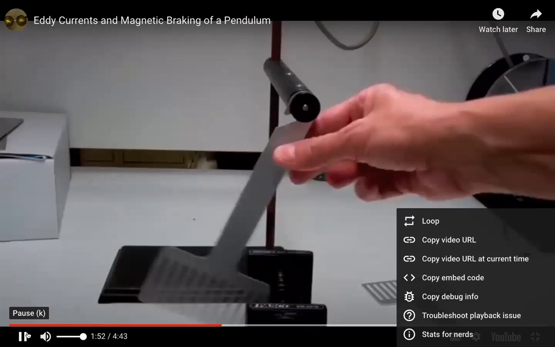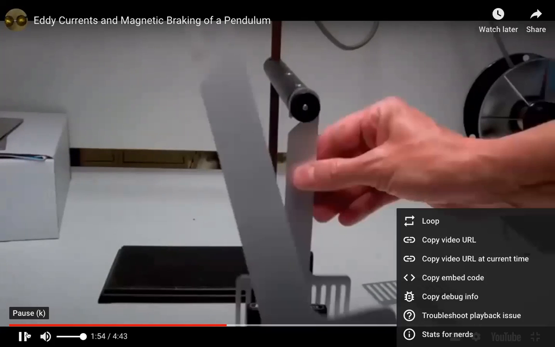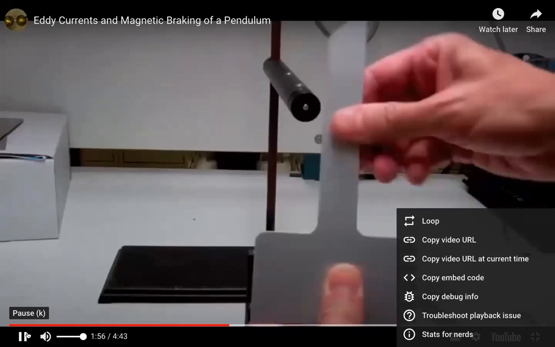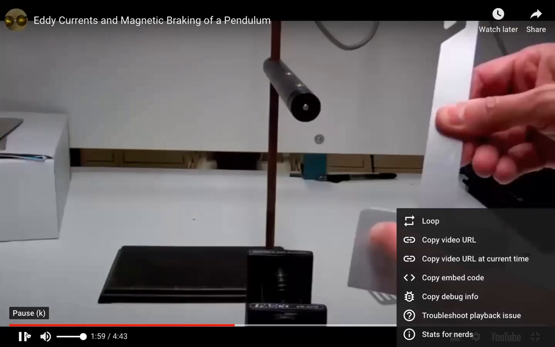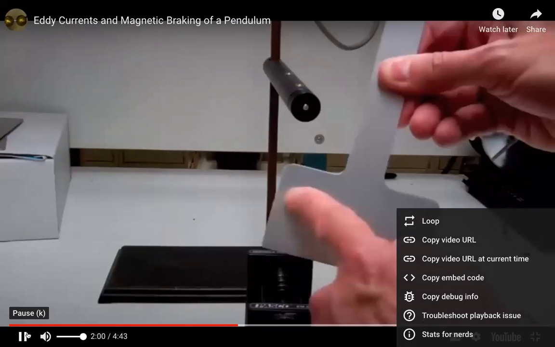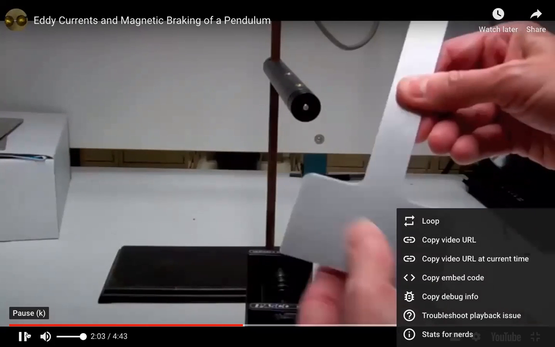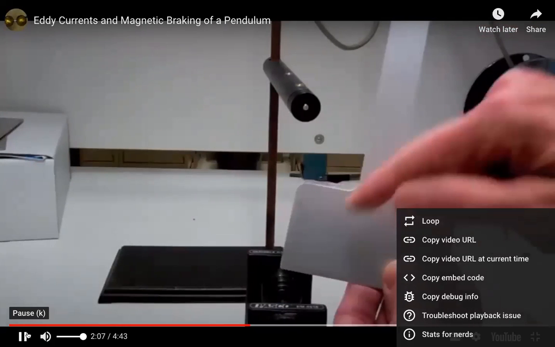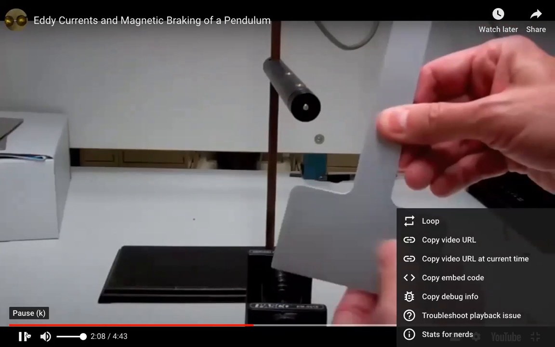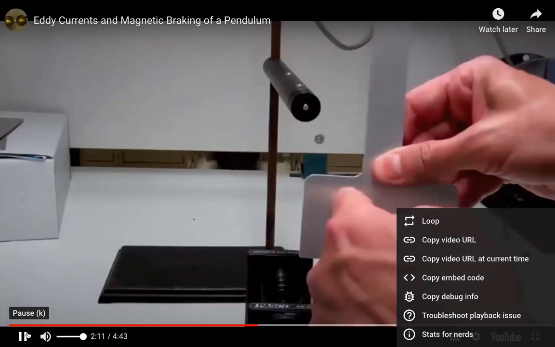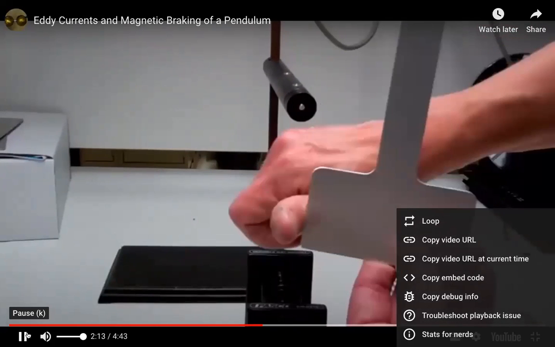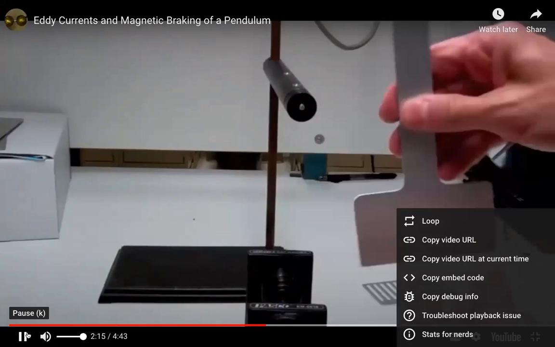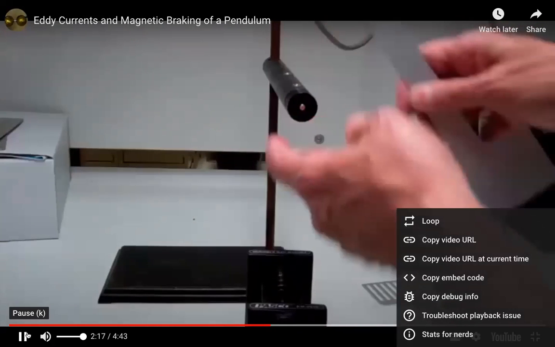What is happening is that as this one is swinging into the field, you have a changing magnetic field in this region. So that sets up a resulting current such that the magnetic field generated by the current opposes the increase in magnetic field. So that will be a field in the opposite direction, and that is what's causing the breaking.